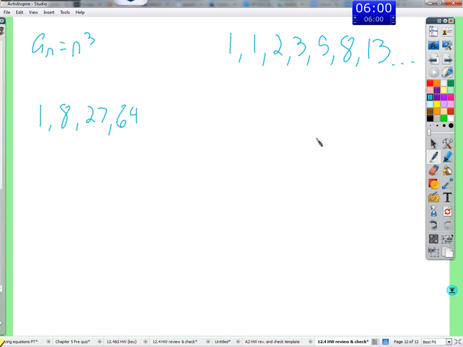Okay, pay attention, please. To find the recursive rule for a sequence like that would be tricky. Do we add 7 and then add something else? Is there a pattern in the numbers that we add, maybe?